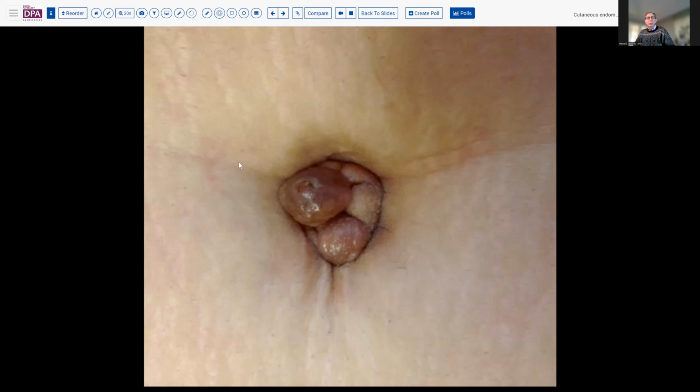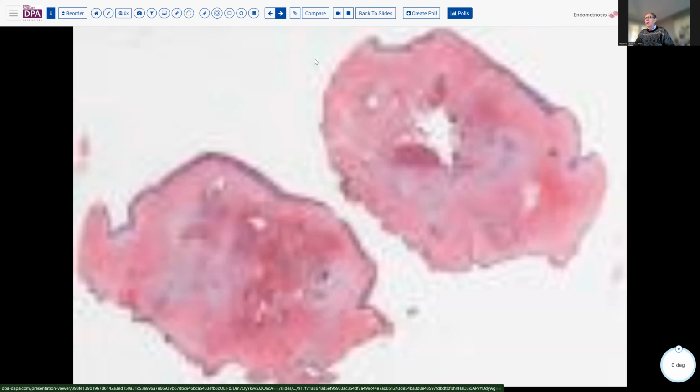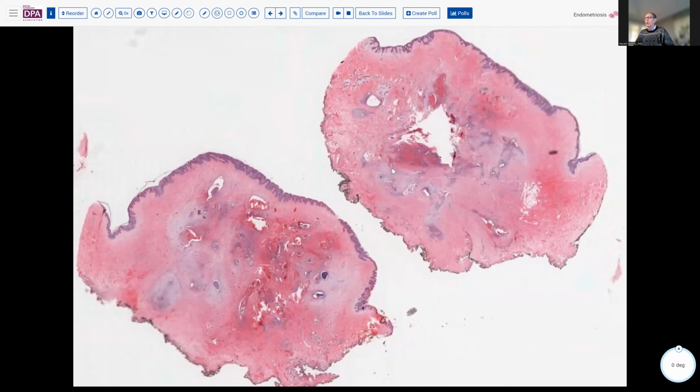So I just thought I'd show you a few additional pictures. This is an example of endometriosis in the skin. And as you can see here, it's creating a bulging mass effect. Possibly this is in a prior trocar site from laparoscopic surgery. Here's what you'd see under the microscope.